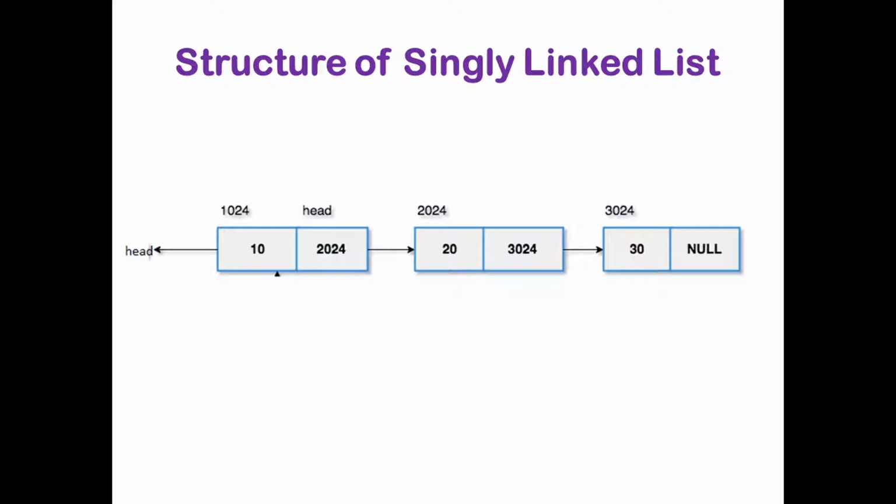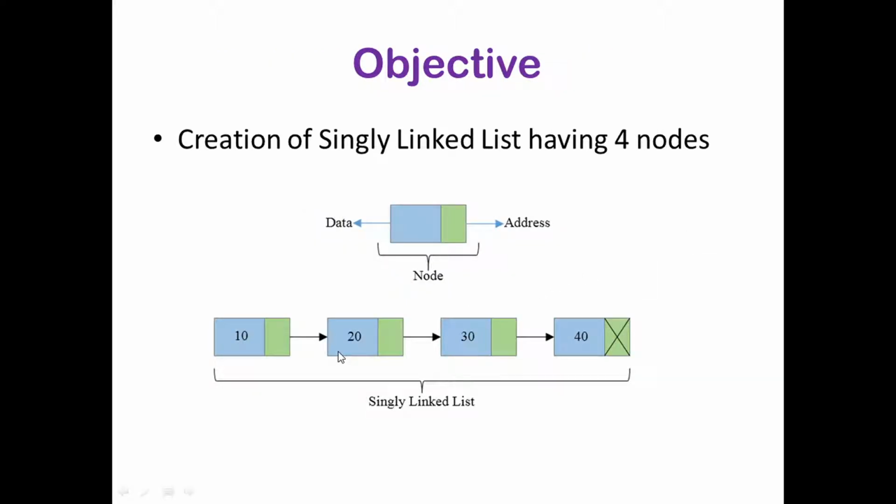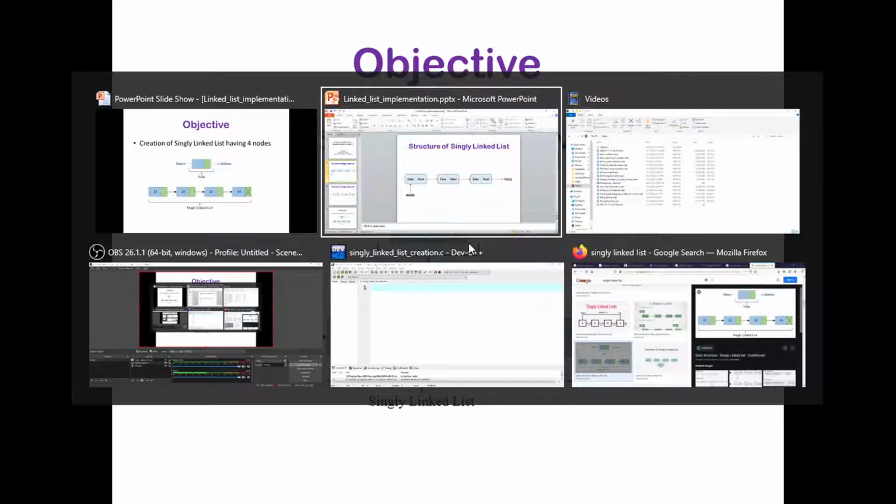So in this session we will be creating a singly linked list which is having 4 nodes like this. The first node's data is 10 and it will be storing the address of the second node. Second node's data is 20, it is storing the address of the third node. And the node structure is like this, which is having a data area and address area. We will implement this using C programming language.